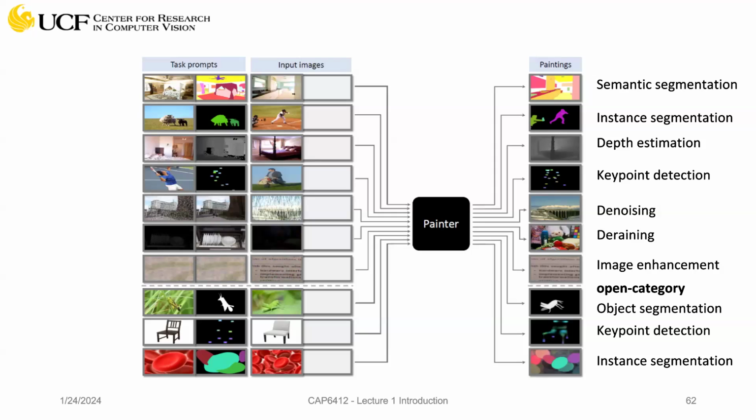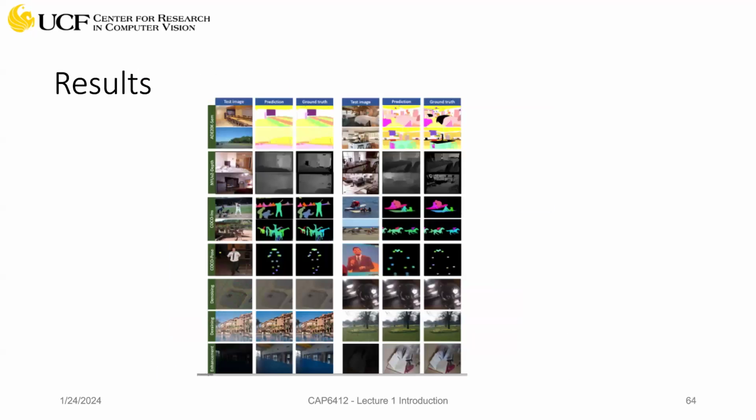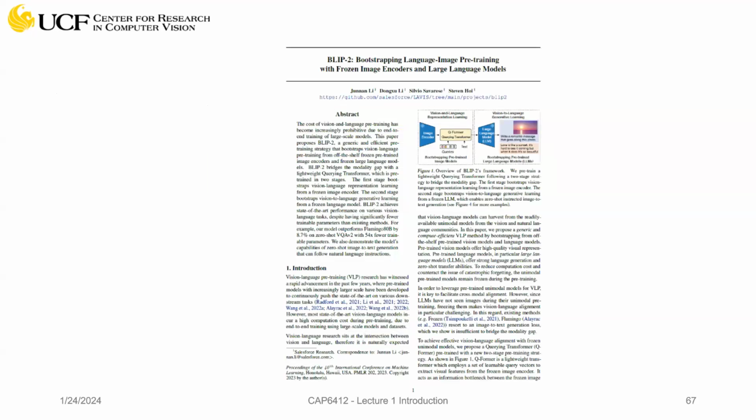Okay, so let's quickly cover one more thing, then we can stop. BLIP-2, this is a very important paper. BLIP-2 is used a lot, and I think this will be one of the papers that you will do a replication of. So listen carefully.